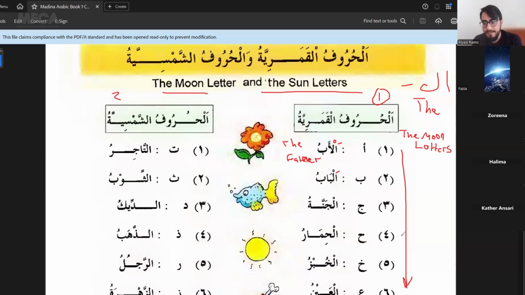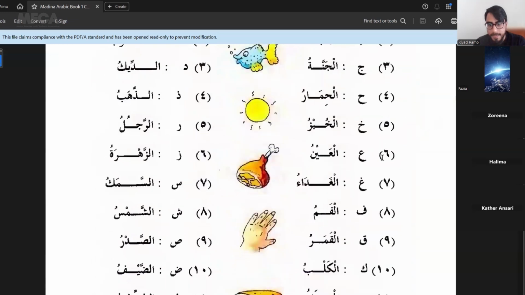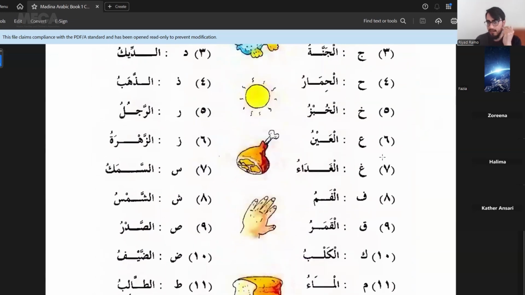Look at ha, number 4 here. Himaru, the donkey. Number 5, kha. Khubzu, the bread. All of them, I'm pronouncing them clearly. You can hear the alif lam, the L, right? Let me complete reading out the rest of them. Ain. Ainu, the eye. Gha. Ghada'u, the lunch. Fa. Famu, the mouth.